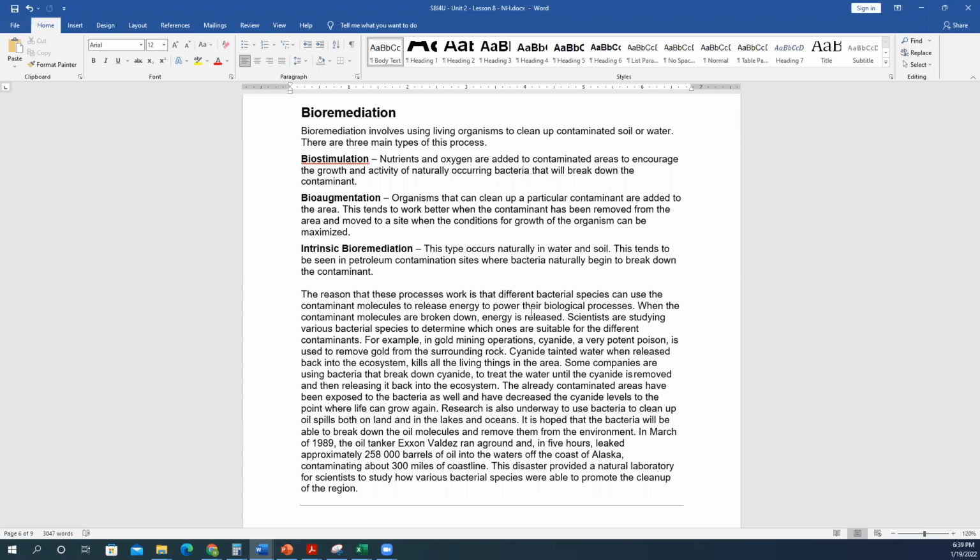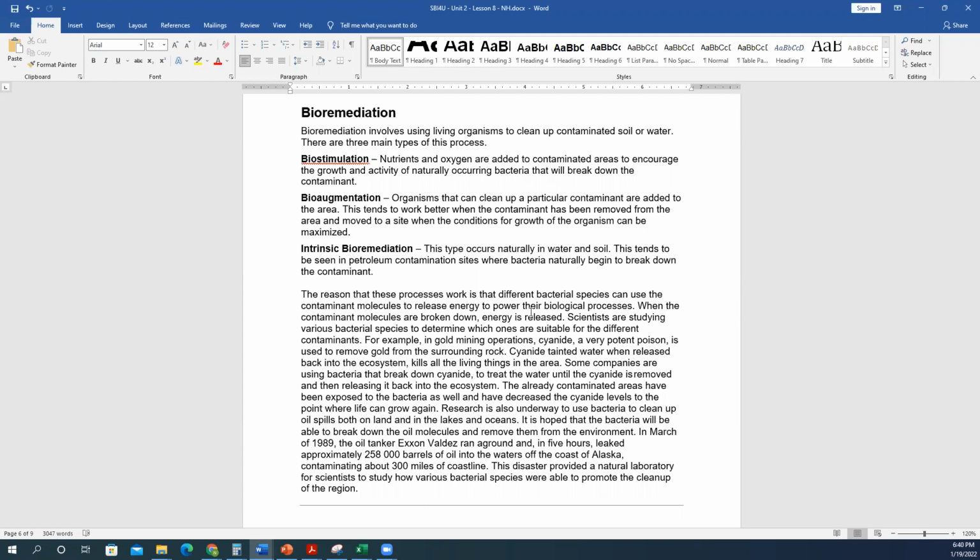Then the second example would be bioaugmentation. In bioaugmentation, those organisms that can clean up a particular contaminant are added to whatever area needs to be cleaned up. And this tends to work best when the contaminant has been removed from the area and moved to a different site, where the conditions for the growth of the organism that will be added to do the cleanup can be maximized and optimized. That works best because typically the conditions that exist in the environment might not necessarily be optimal for the working of these bacteria. So it works best if, for example, you can just scoop up that soil and take it and decontaminate it under ideal conditions.